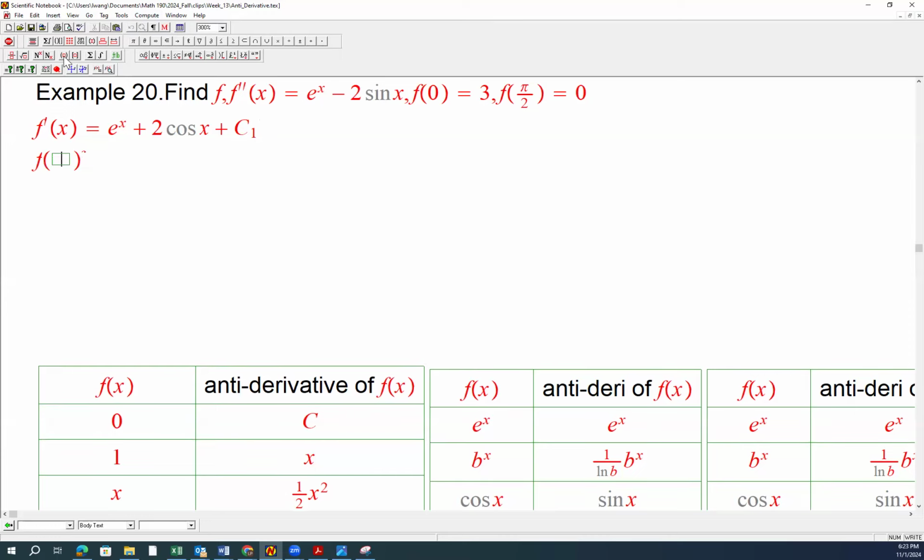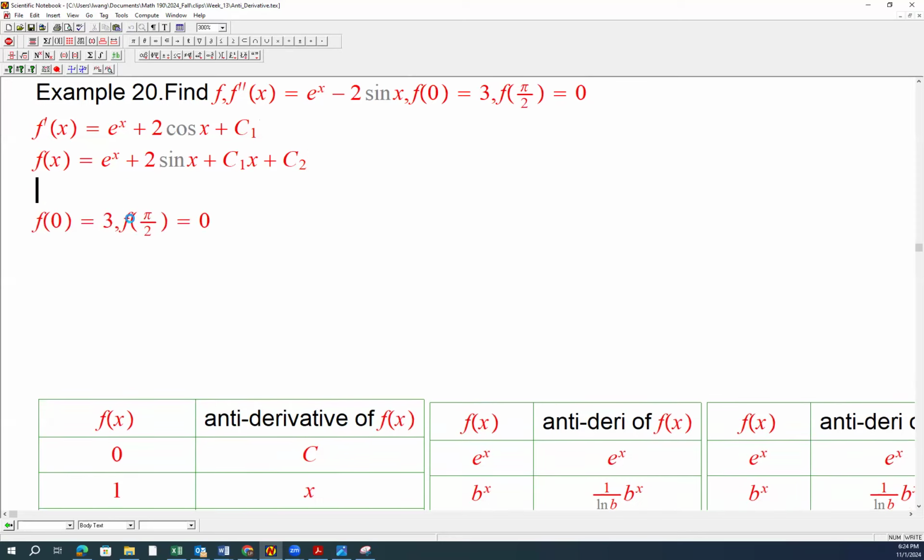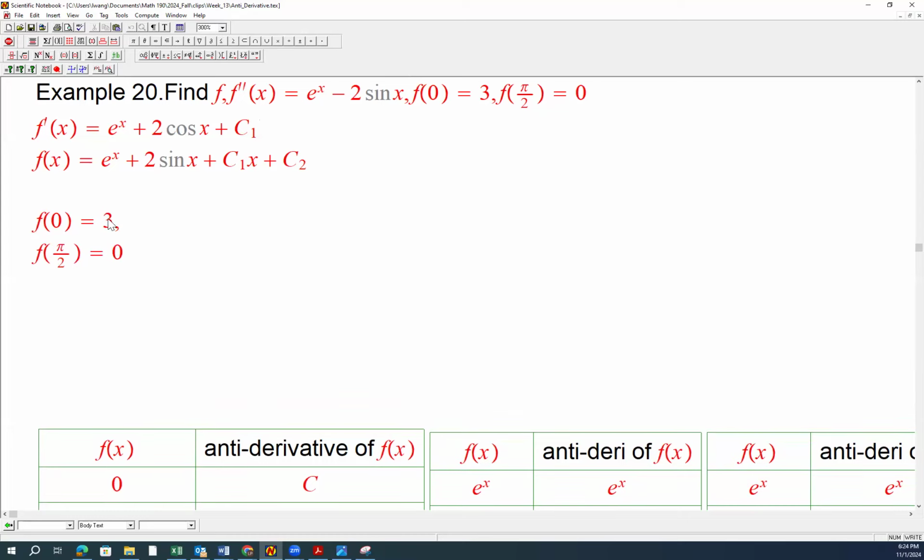And then one more step. The function is the antiderivative of its first order derivative: the antiderivative of e to the power x is e to the power x, plus 2 times the antiderivative of cosine, which is sine, plus C sub 1 times x plus C sub 2. Okay, now we're going to apply these 2 conditions. First one, second one, right?